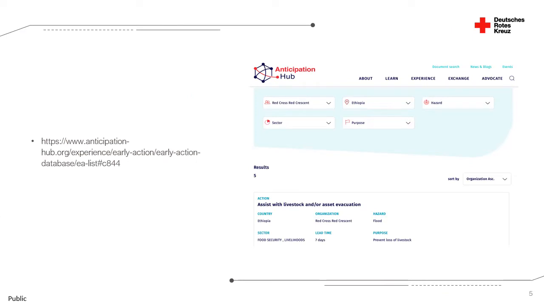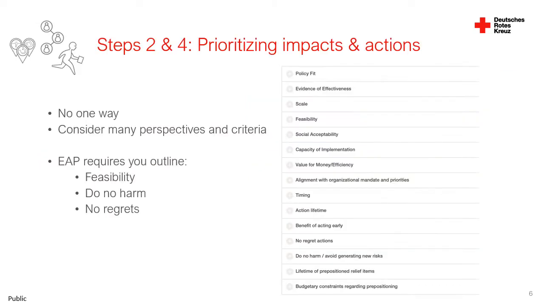The Anticipation Hub also hosts the Early Action Database. This database is a compilation of potential early actions from Red Cross, Red Crescent national societies and a growing number of other organizations involved in anticipatory humanitarian action. You can use this database to see what other actors have done to mitigate disaster impacts by searching according to organization, country, hazard, sector, or the purpose or mitigating effect you wish to have. Be sure not to overlook this resource for early action inspiration.